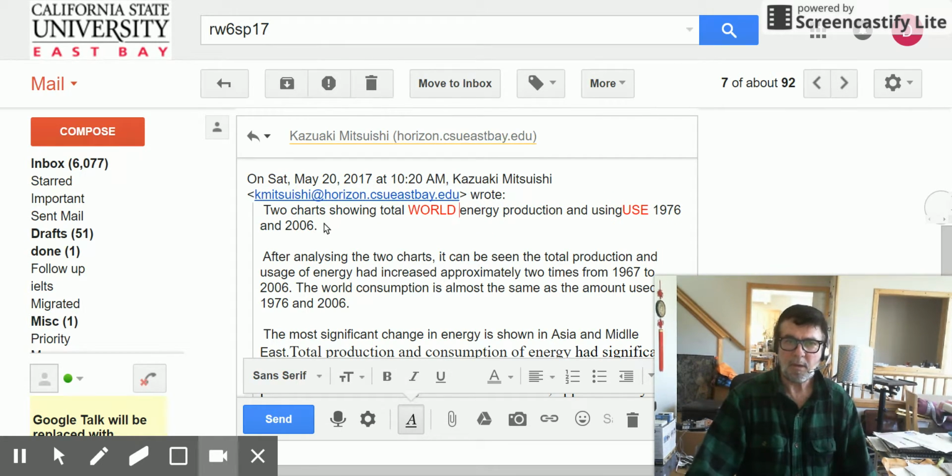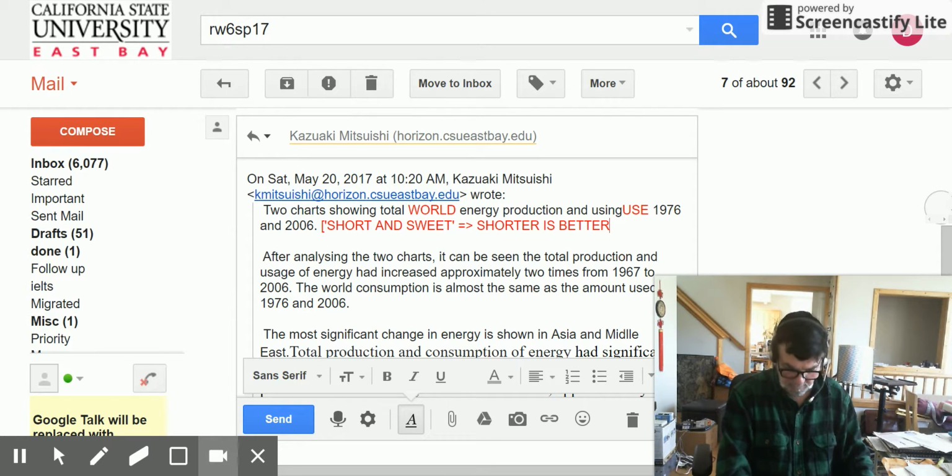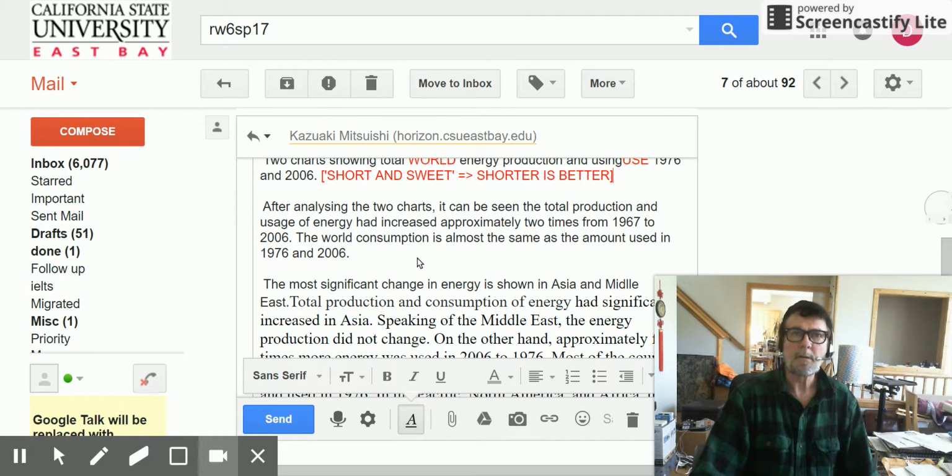The principle here is short and sweet. That is, shorter is better. Always try to write shorter if possible. Okay, got that?